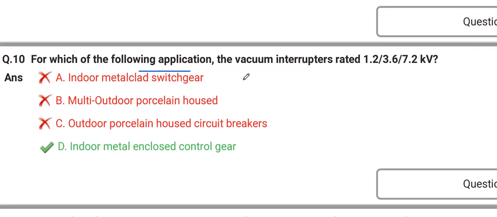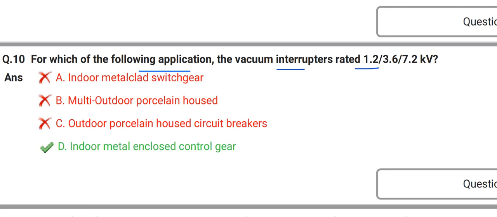For which of the following applications are the vacuum interrupters rated 1.2, 3.6 or 7.2 kV used? A vacuum interrupter is a switch which uses electrical contacts in a vacuum. It is a core component of a medium voltage circuit breaker, or generator circuit breakers and high voltage circuit breakers. Separation of the electrical contacts results in a metal vapor arc. You can read this from Wikipedia also.